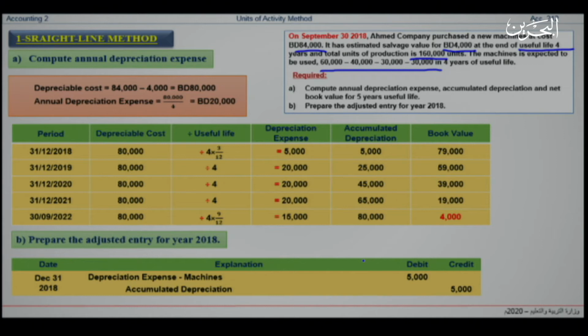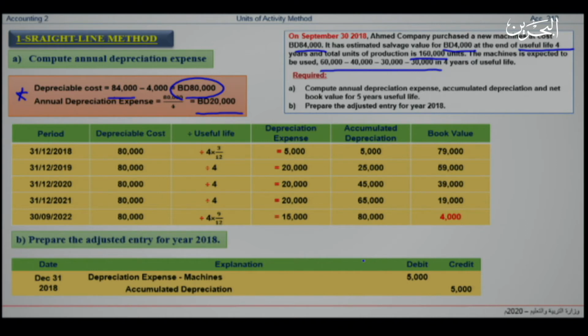Firstly, I should compute the depreciation cost. I will take the cost minus the salvage value. I will get the cost of 80,000. The annual depreciation expense will be 80,000 over the useful life, and I will get 20,000. I will apply this formula under the straight line method. Then I will find the depreciation expense for each period by using our schedule.